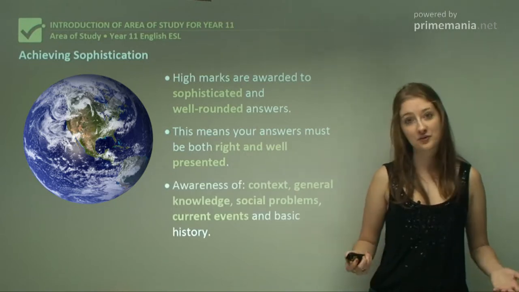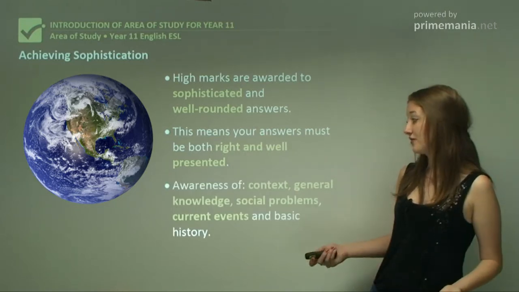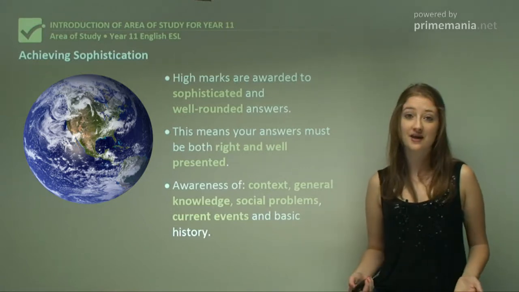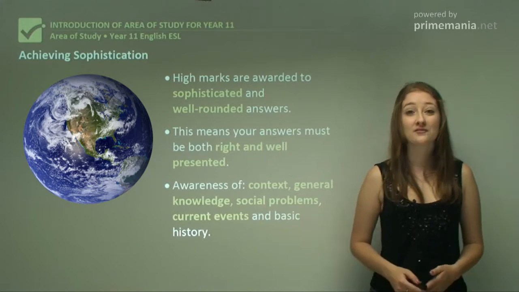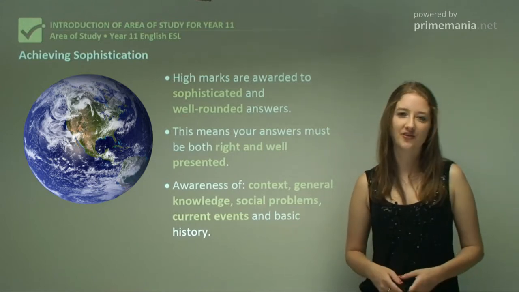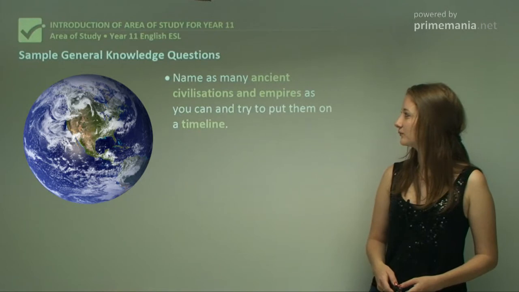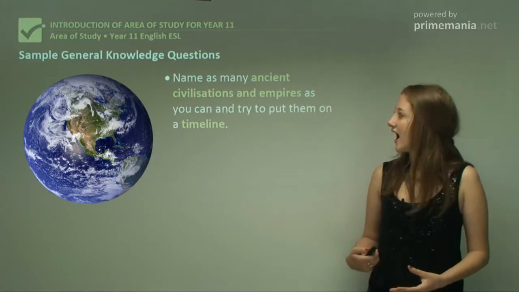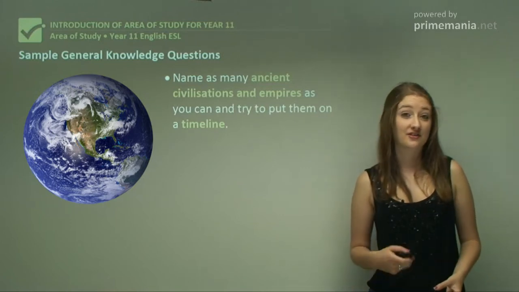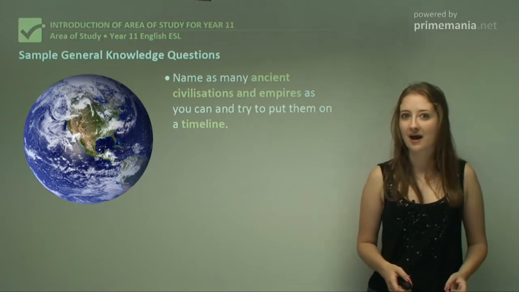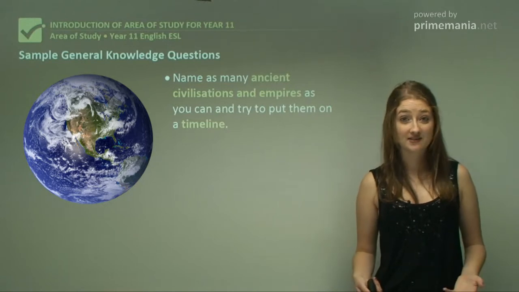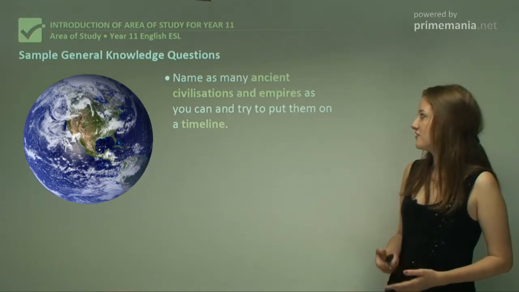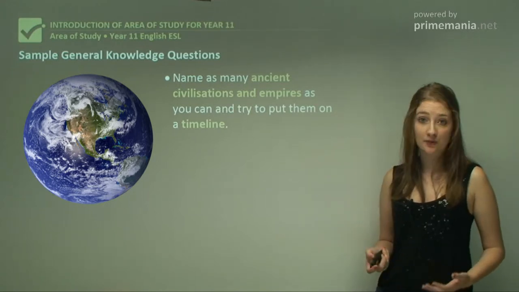This means that, as we've discussed, you'll have an awareness of different things like context, general knowledge, social problems, current events, and basic history. All of these things are going to be building blocks for your success. Let's just look at some sample general knowledge questions. Perhaps you can use questions like this in order to ensure that you have the basic general knowledge to do well in ESL. For example, name as many ancient civilizations and empires as you can and try to put them on a timeline.